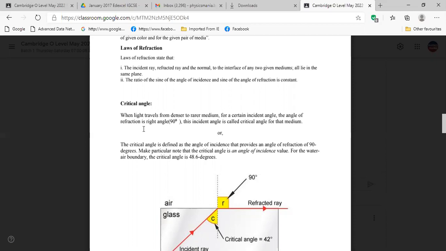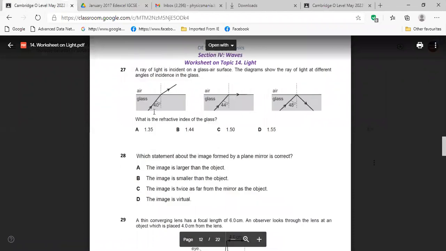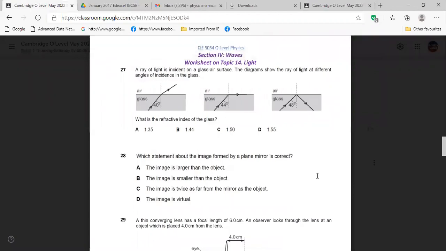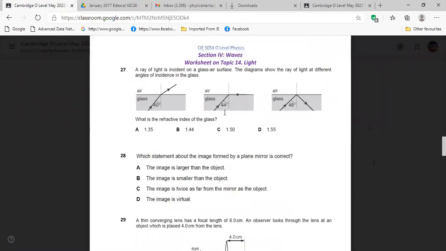Okay, so the critical angle is that angle of incidence for which the angle of refraction is 90 degrees, isn't it? In our three diagrams, which one is representing the critical angle? For which angle of incidence is the angle of refraction 90 degrees? The second image, yes. So our value of critical angle C is 44 degrees here.